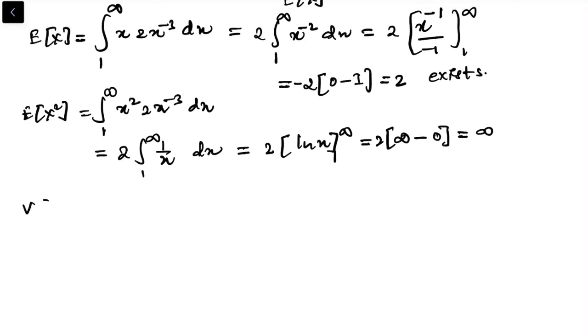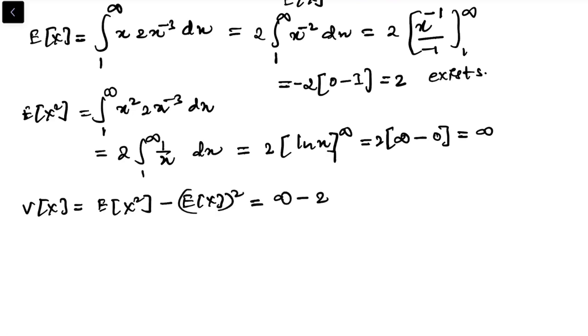Now variance is expectation of x square minus whole square of expectation. So this is infinity minus 2 square, which is infinity. And this means variance does not exist. All right, so this is how we can check mean and variance. Let's move on to the next question.